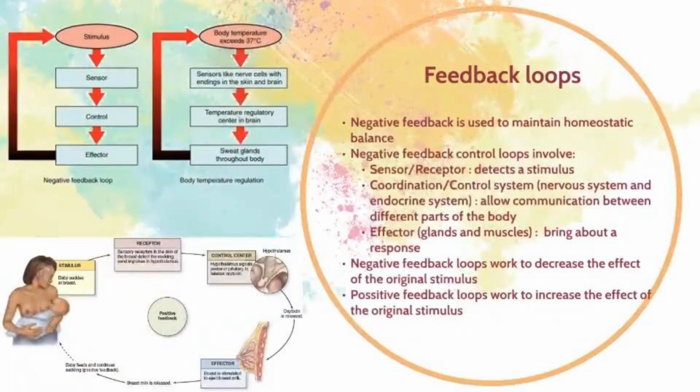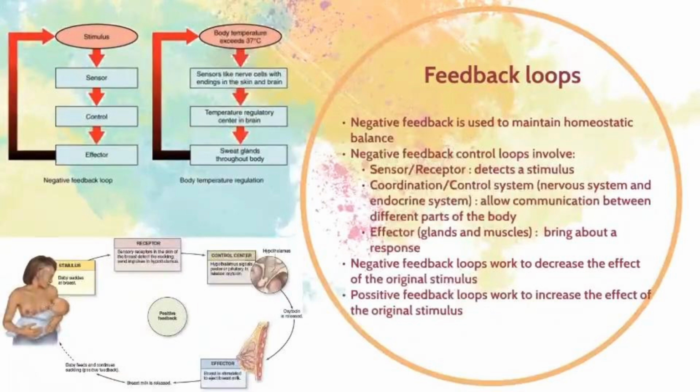Another example is lactation. So once a baby is feeding, that stimulus will make more milk be produced, which will cause the baby to feed more, which will cause more milk to be produced. So you can see that it's getting further and further away from the original. So it's a loop that causes a bigger change than the original change.